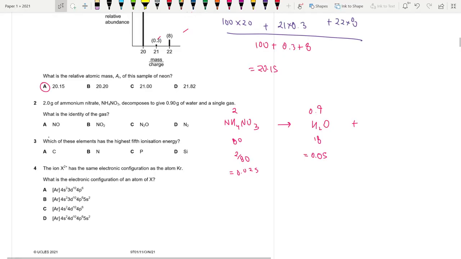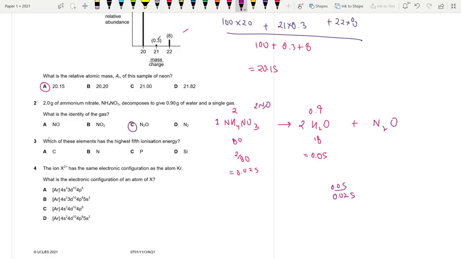0.05. Okay, now what do we understand about the molar ratio? The moles of water, if this is 1, look at this, 0.05 is twice that of 0.025, right? So the moles of water is twice that of ammonium nitrate. So now we can find out the identity of the gas, right? Because if you take away 2 moles of water from here, that's 4H and 2O. From here, we have 2 nitrogens remaining and 1 oxygen. So what gas is that? That's actually N2O, right?